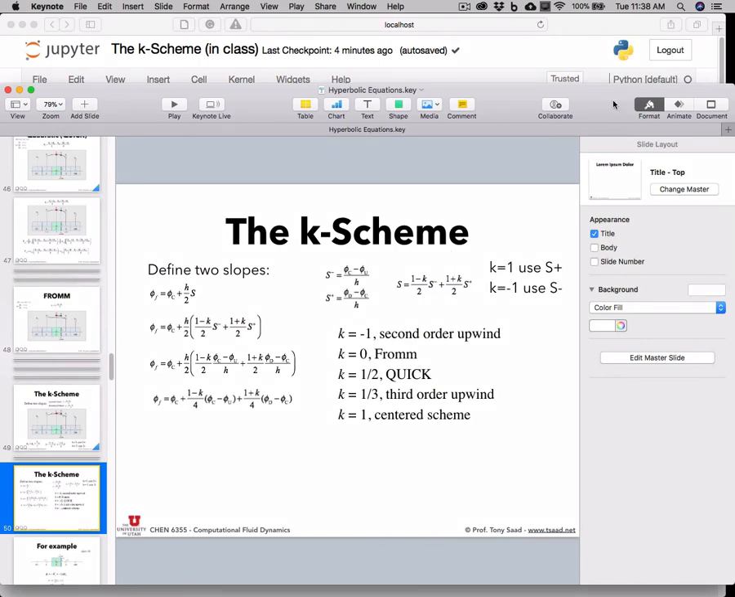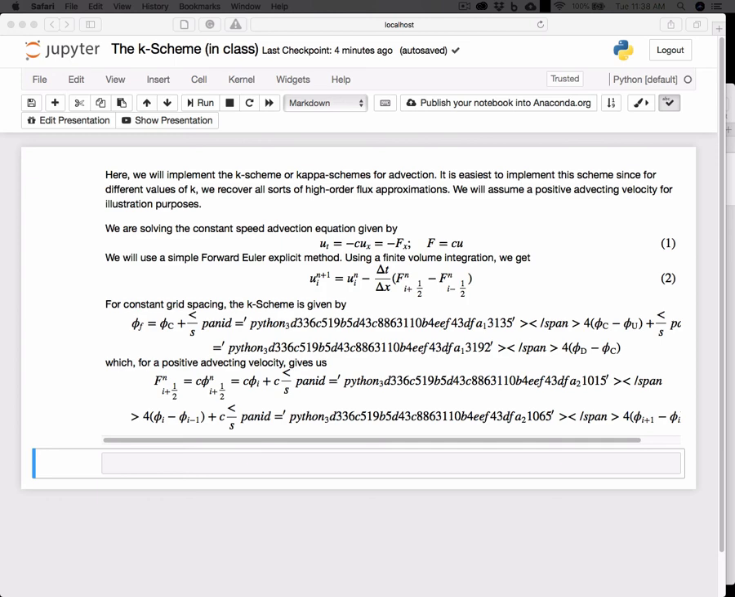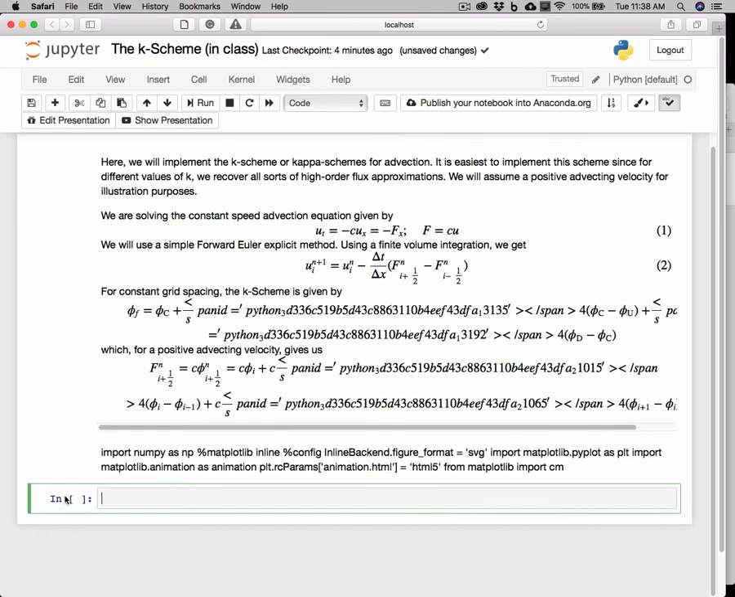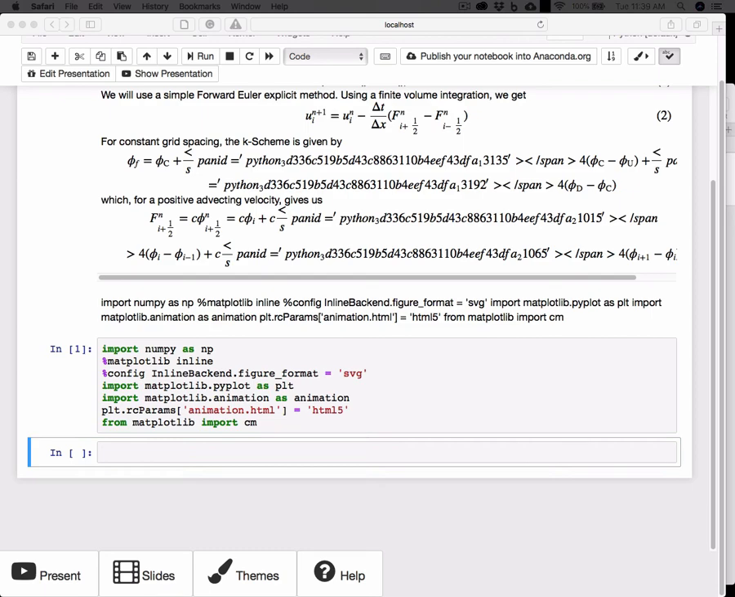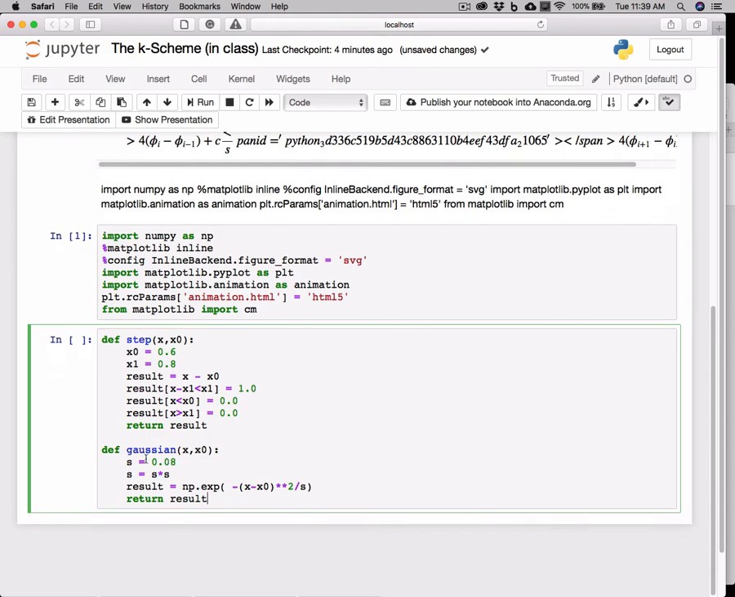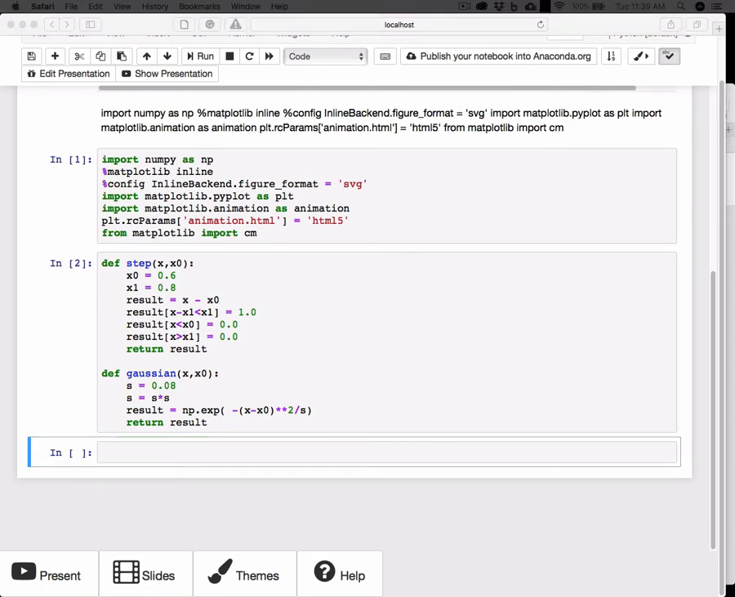Okay, so I'm going to go back to this and import some stuff from my code over here. I'm not going to go through this anymore because you guys are intelligent and know how to do this. And I'm going to define a couple of functions here to give me the nice Gaussian and step function representation. It's these, so you can go through this at home on your own time.